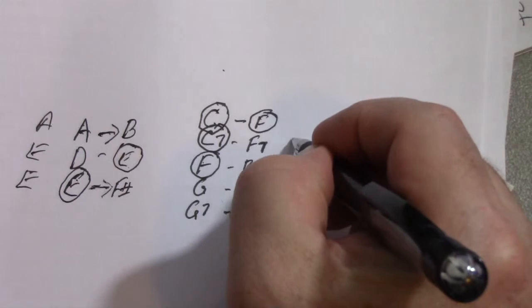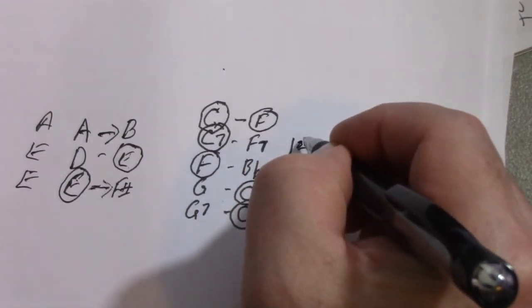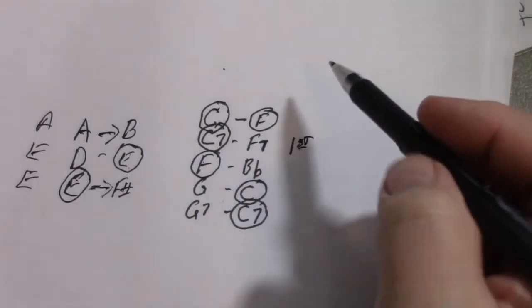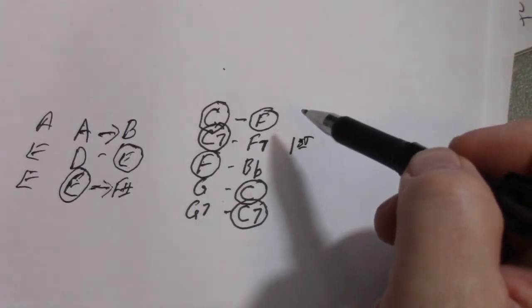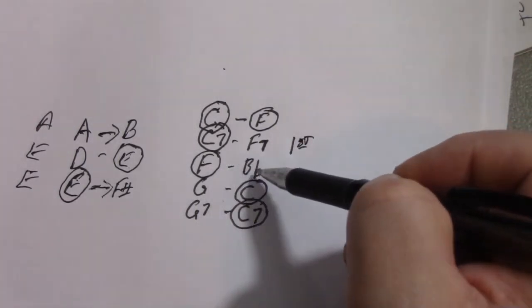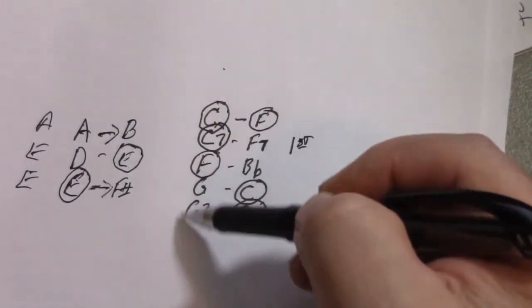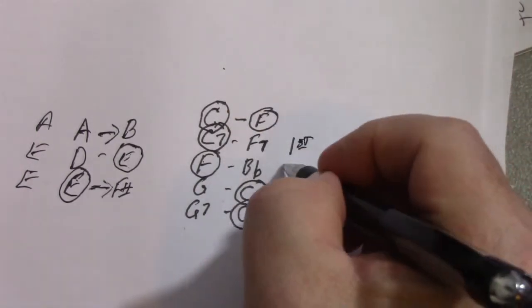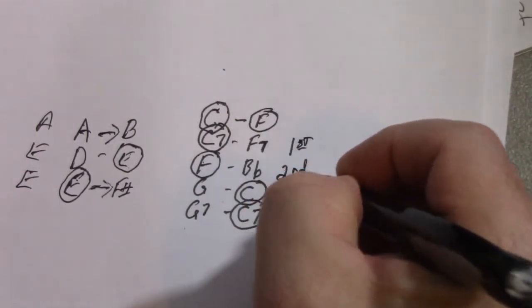So I'm going to do that one first. I'm just going to mark these, the order I'm going to do them in. Okay, so if I change the F to the B flat, I don't have any B flats on this side, so I can do that safely, so I'm going to do that second.